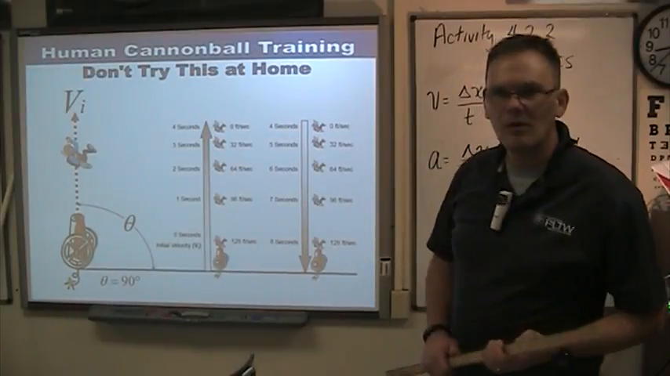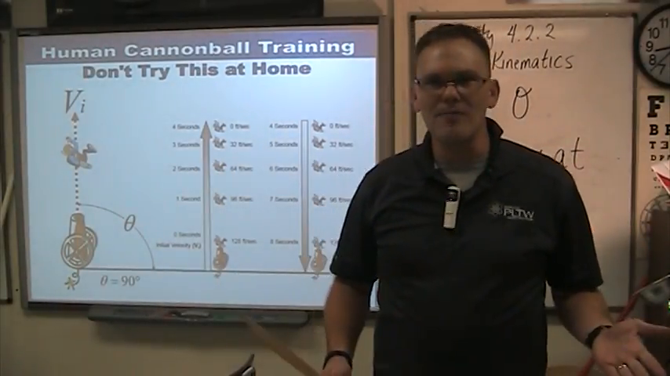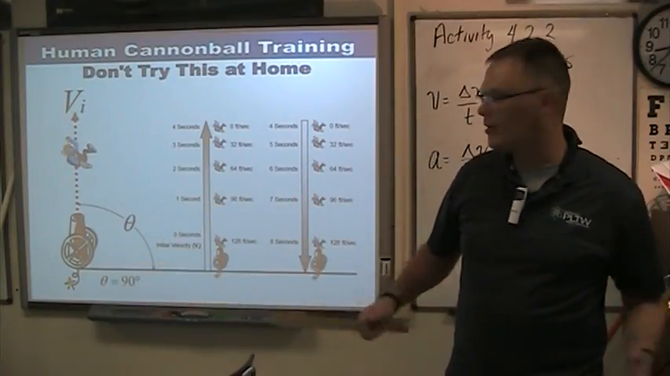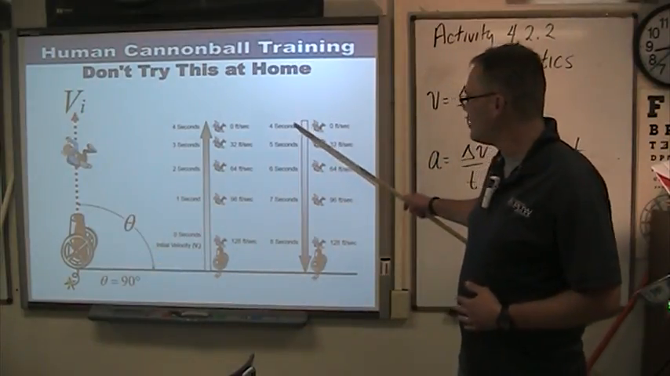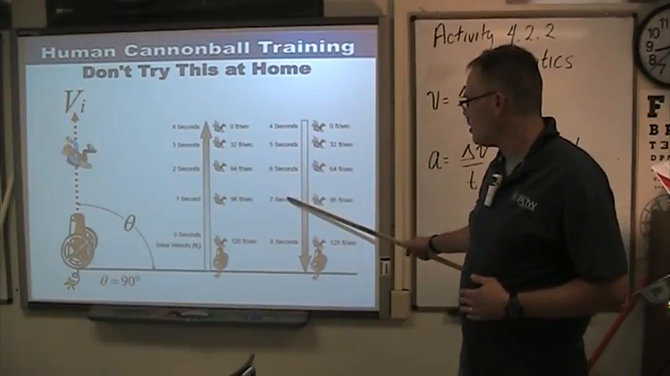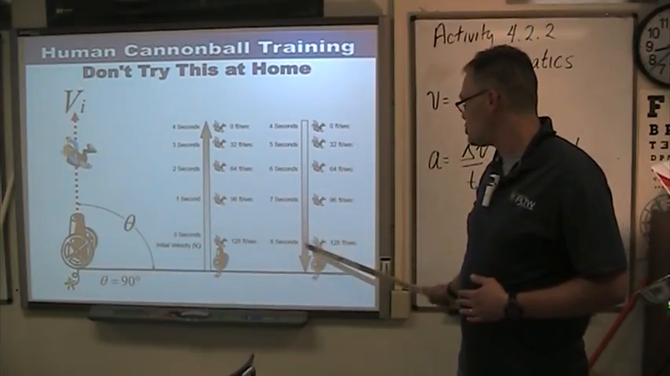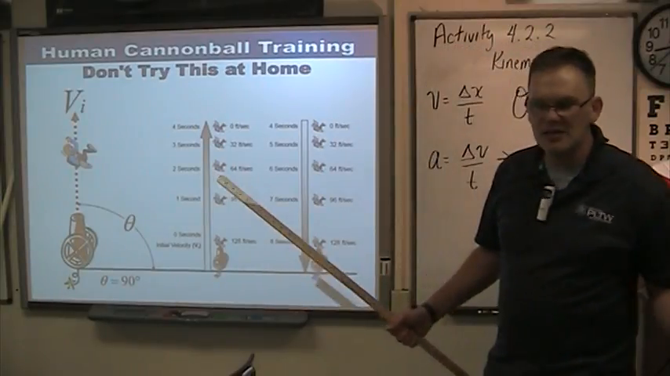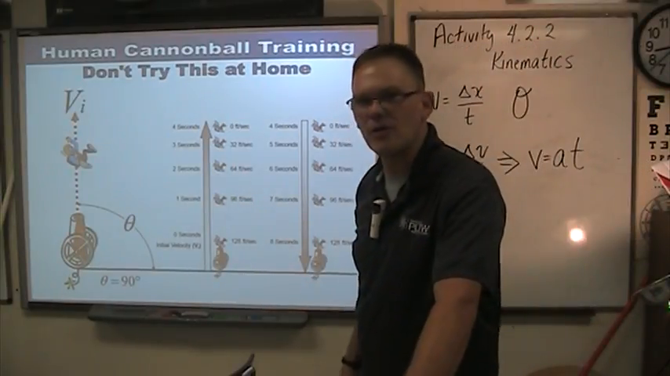Now, let's look at it on its way back down. On its way back down, we're looking at the same parachute. It's going to take another 1, 2, 3, 4 seconds to speed back up to get to its same spot. This is with a 90-degree angle.